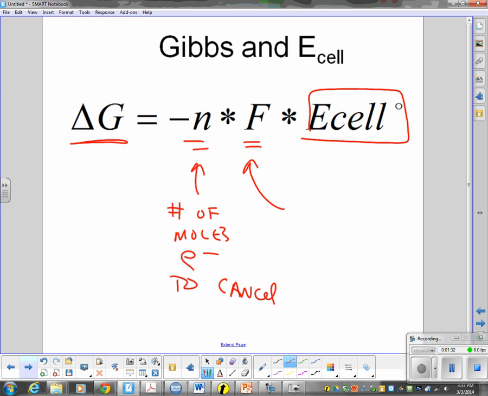F, Faraday's constant, I'm going to round it off a little bit, is 96,500 joules per second, or a coulomb. So it's joules basically per second. And finally, E cell is in volts. E cell is just the value we calculate by adding the reduction and the oxidation reactions together.